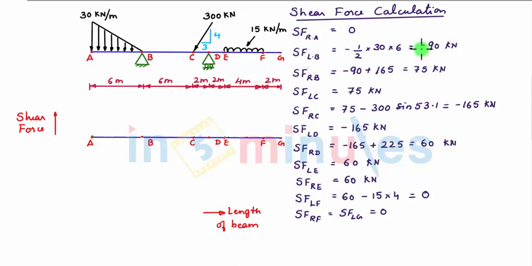Shear force towards left of B is minus 90 kN. So at point B we plot minus 90 kN shear force, and the variation of shear force between point A and B will be, as we can see, there is a uniformly varying load of decreasing intensity from point A and B. So the shear force variation will be parabolic such that the slope of the curve will go on decreasing.